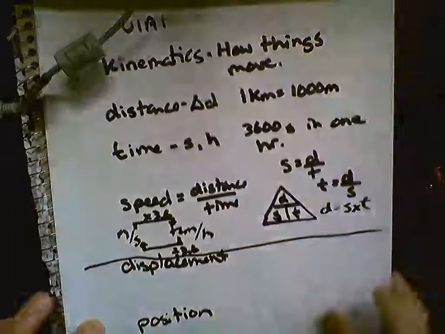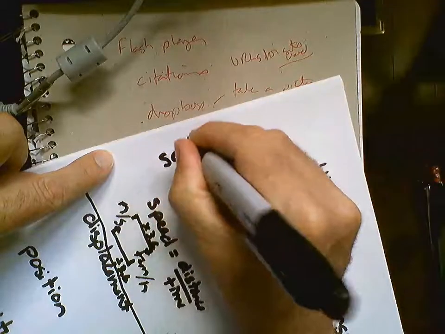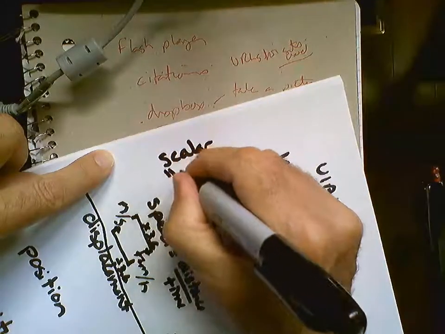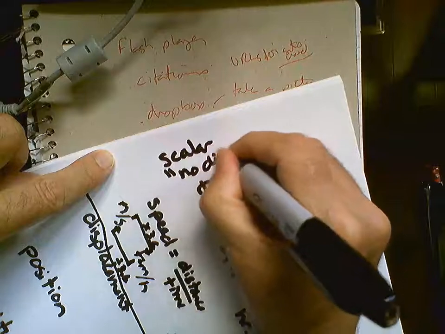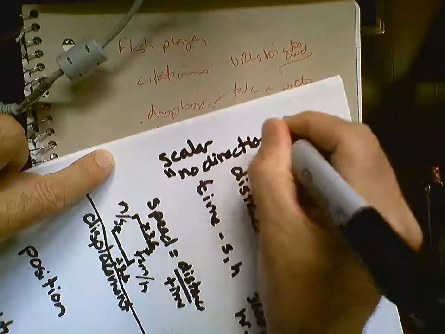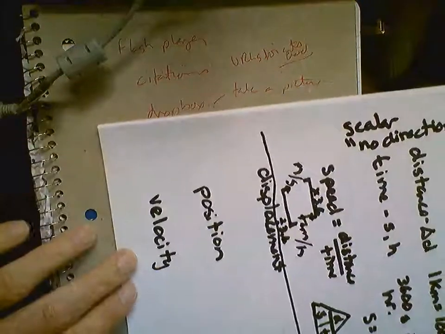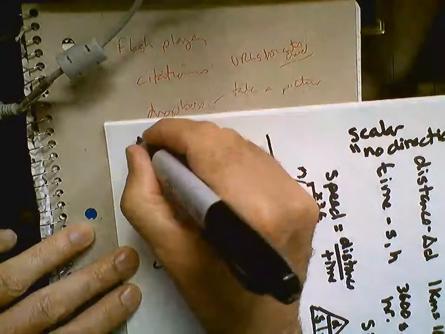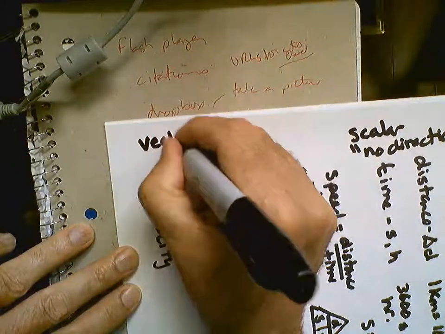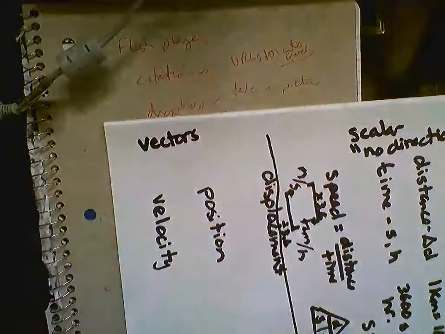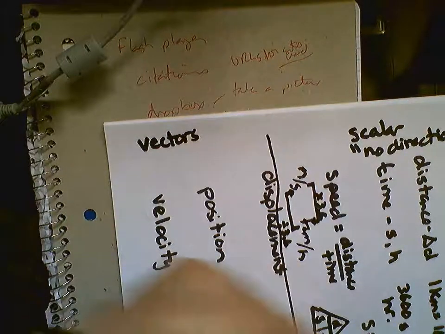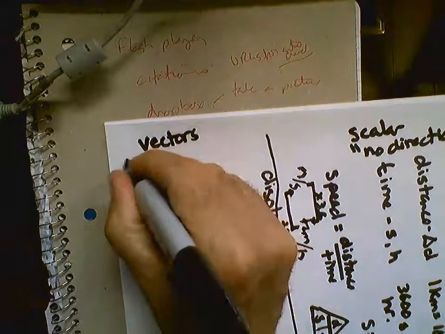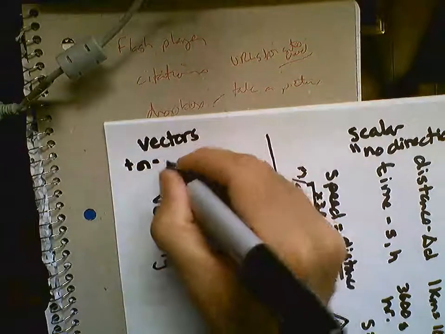When we deal with speed, we're going to call this scalar. That means it has no direction. This term is going to be very important in this course. What we're going to look at next are vectors. Vectors are things that have directions. Directions can be positive or negative.